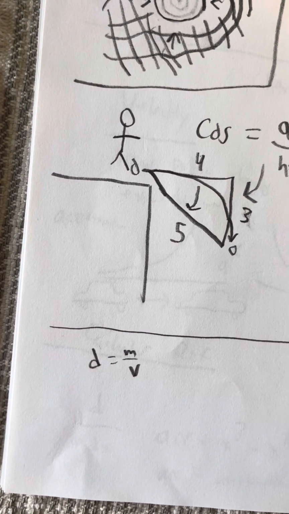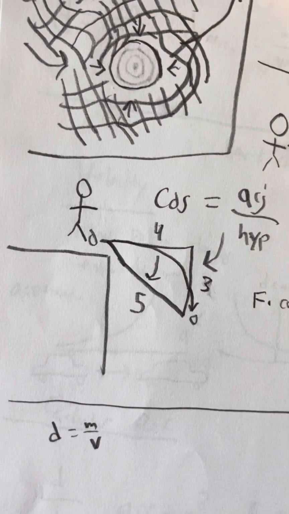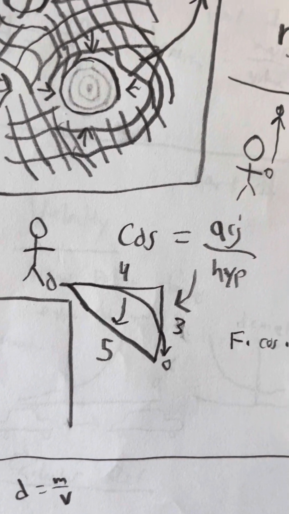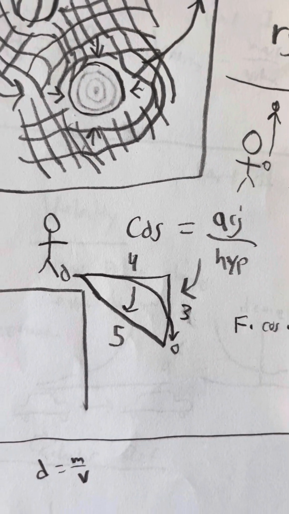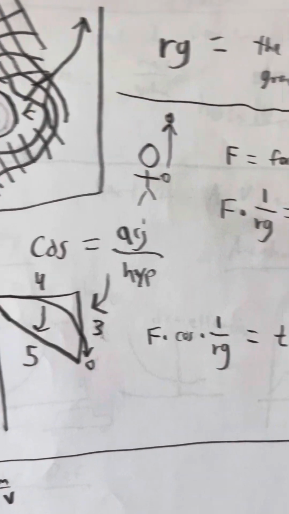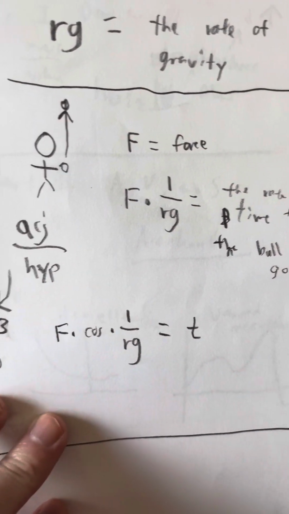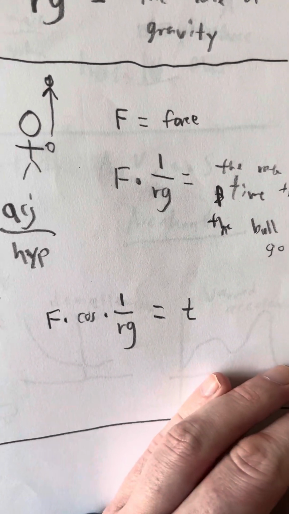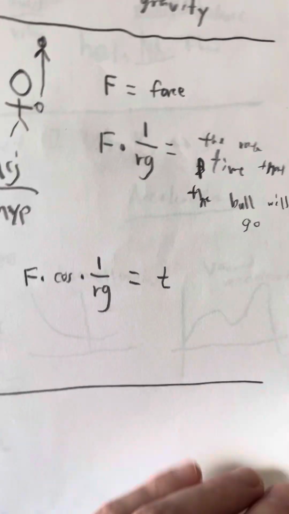Density equals mass over volume. Kicking the ball out of the wall onto the cliff. I learned that actually in college, where you use a cosine curve. F times cos times 1 over rg equals t.